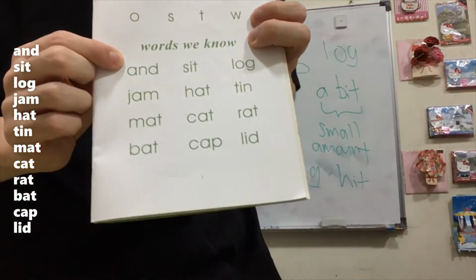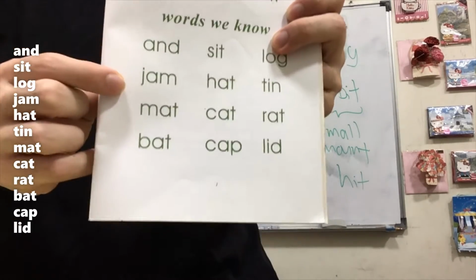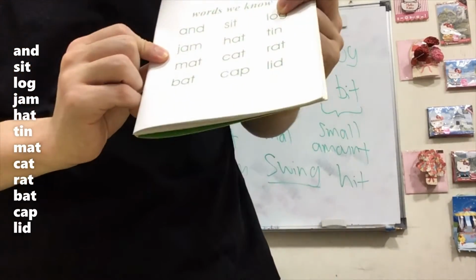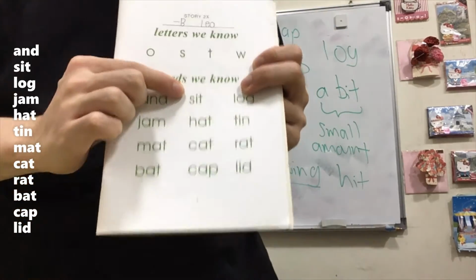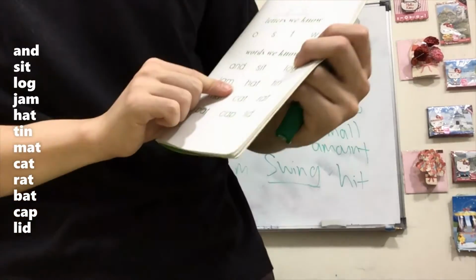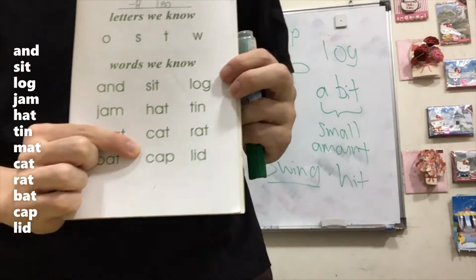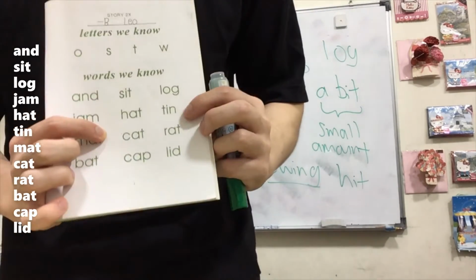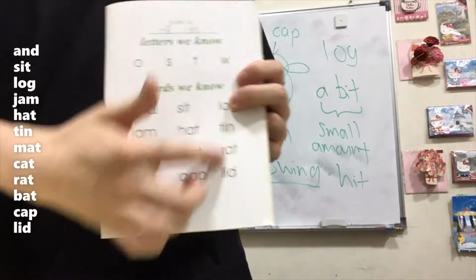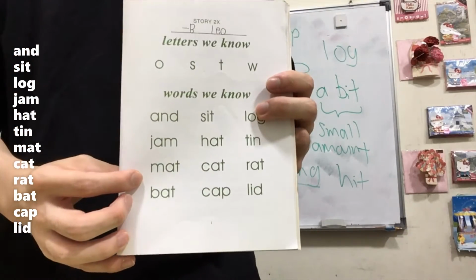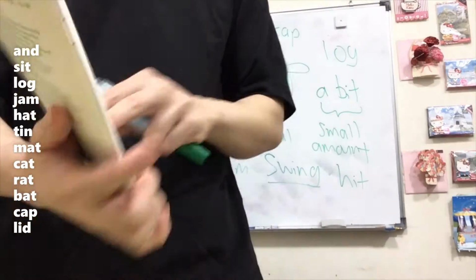The first word, and. Okay, this is easy, and. We have jam, mat, bat, sit, hat, cat, cap, log, hit, rat, and lid, right? So these are the words that we have already learned before.